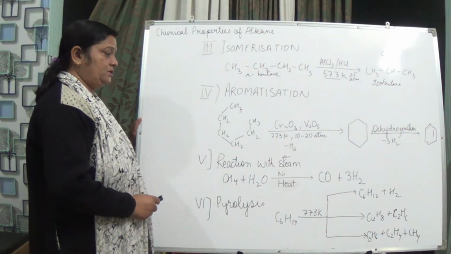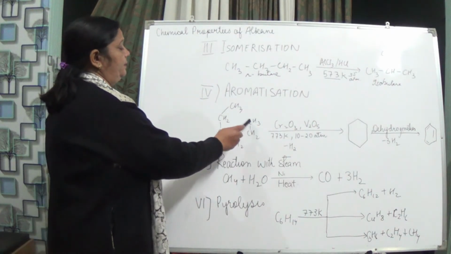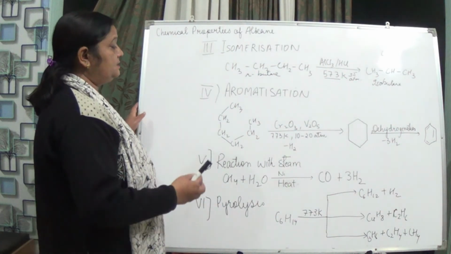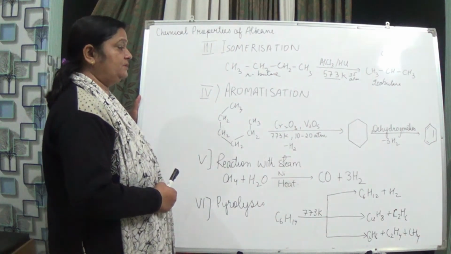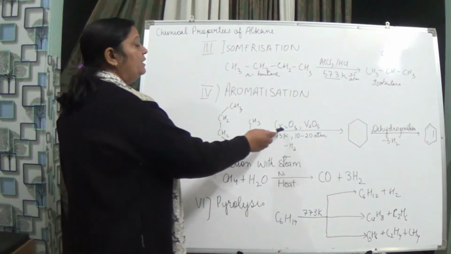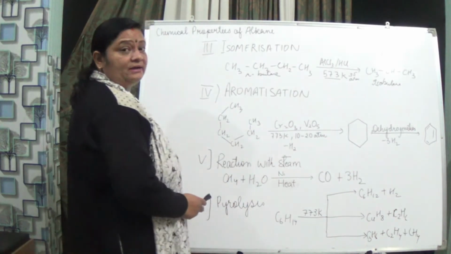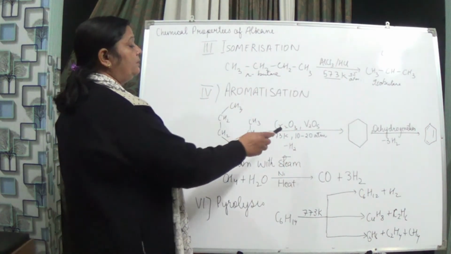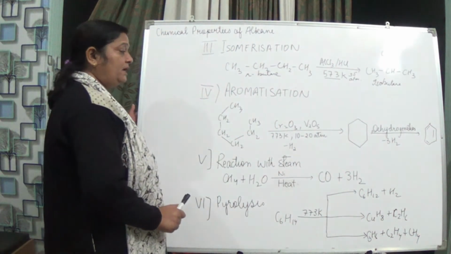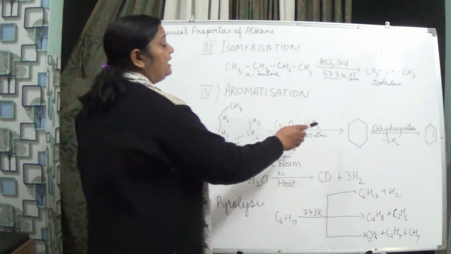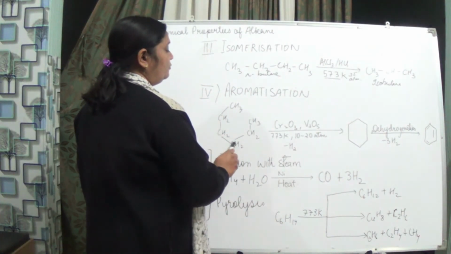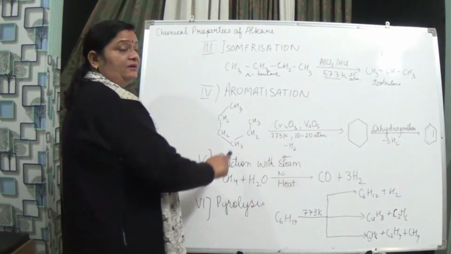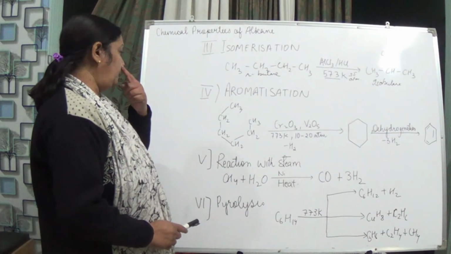Next is aromatization. What is this aromatization? Here you can see single bonds are there, consisting of a carbon atom chain of 6, 7, 8 carbon atoms. We add a reagent like chromium oxide or vanadium pentoxide, and the temperature is 773 Kelvin, you can write around it, and 10 to 20 atmospheric pressure. What happens over here? We have taken 1, 2, 3, 4, 5, 6 carbons, so cyclohexane has been formed, and one molecule of hydrogen has been removed.